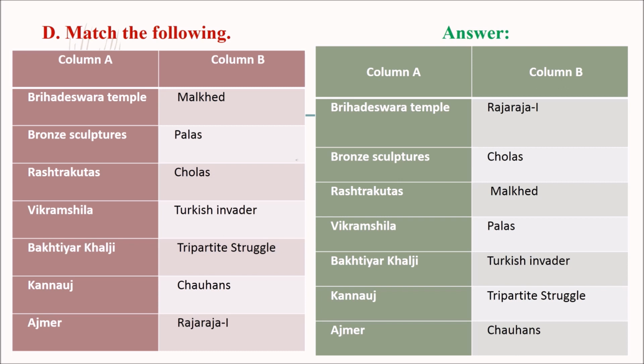Next, Bakhtiyar Khalji. So the correct answer is Turkish invader. Next, Kannauj. Correct answer is tripartite struggle. Finally, we have Ajmer. So the correct answer is Chauhans.